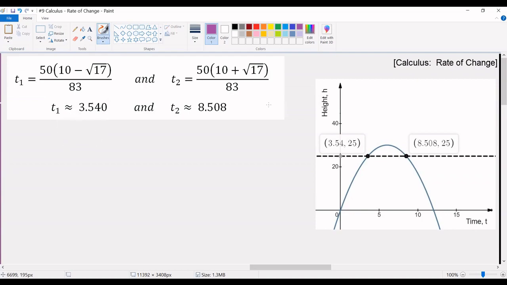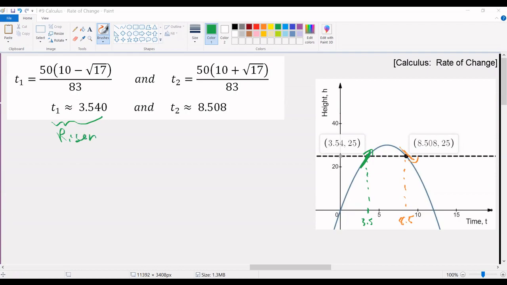In order to get these decimal answers, we need to punch the values into a calculator, and then we have the following two t values. So what does each of these t values represent? Well, the first t value, approximately 3.5, is the rising part. This is the going up direction. The other t value, approximately 8.5, represents the falling part. So we want to use the first value because this is the rising value.